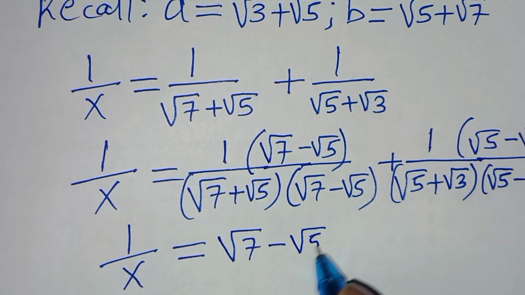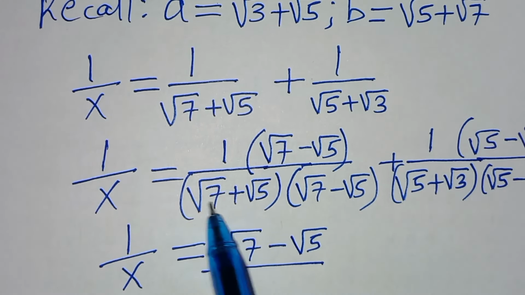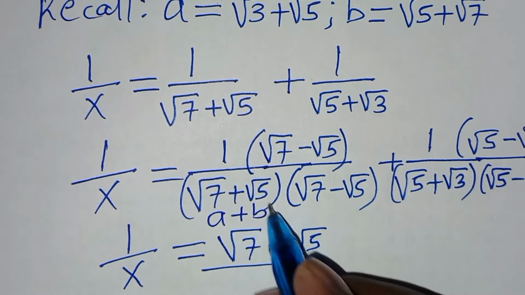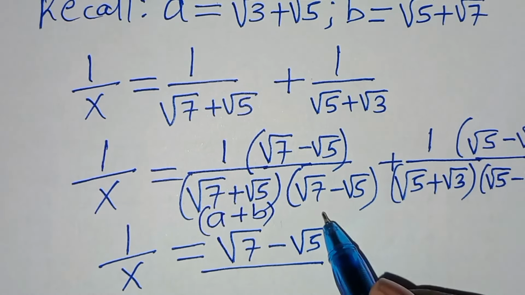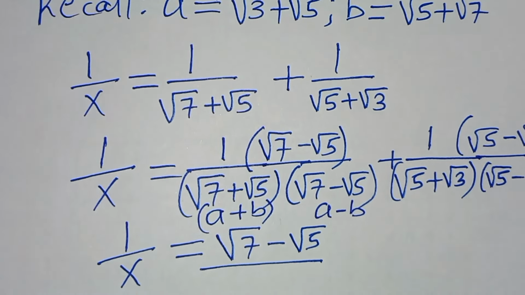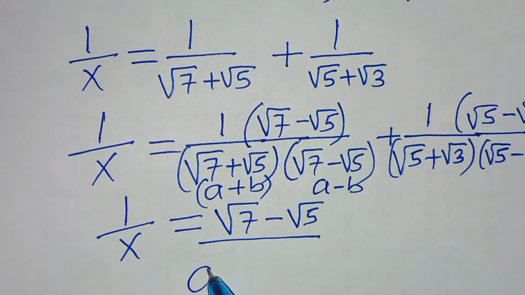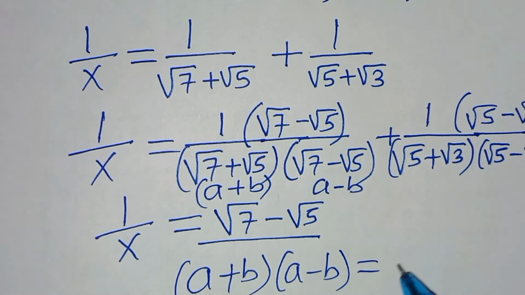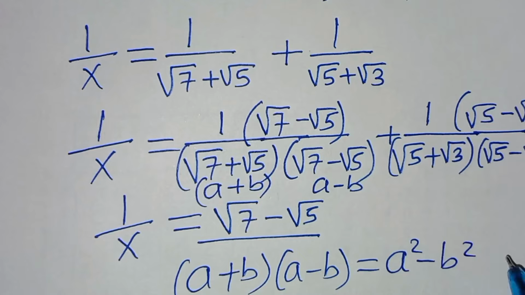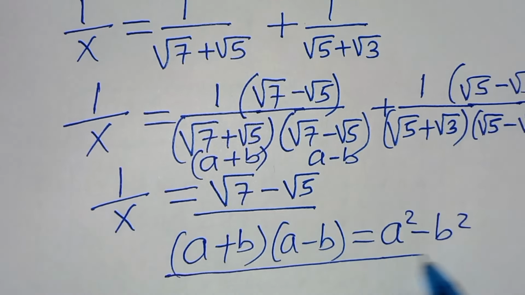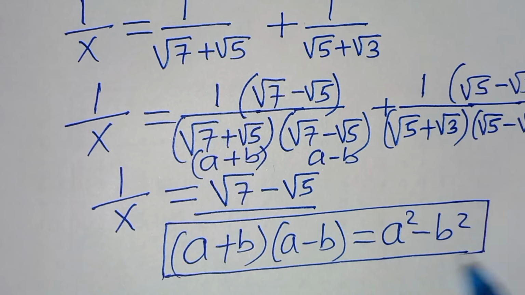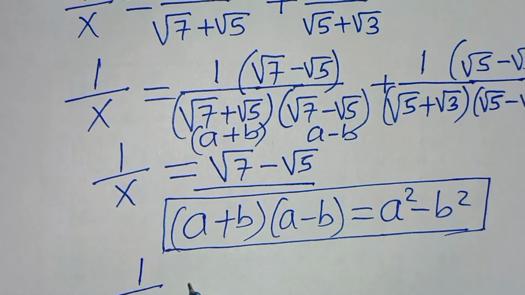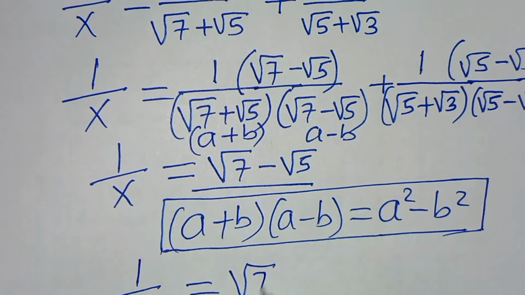So here we'll have 1 over x is equal to, in the numerator we have square root of 7 minus square root of 5 divided by, now square root of 7 plus square root of 5, this is in the form of a plus b, and square root of 7 minus square root of 5 is the same thing as a minus b. So a plus b times a minus b is the same thing as a squared minus b squared. So this is the difference of two squares, perfect squares. So let's apply this property.